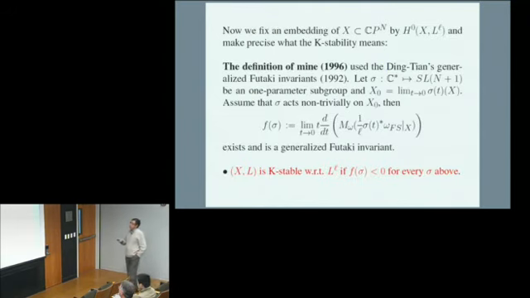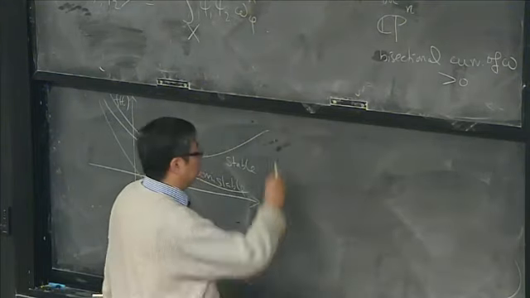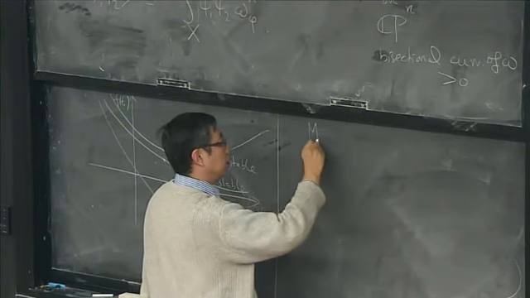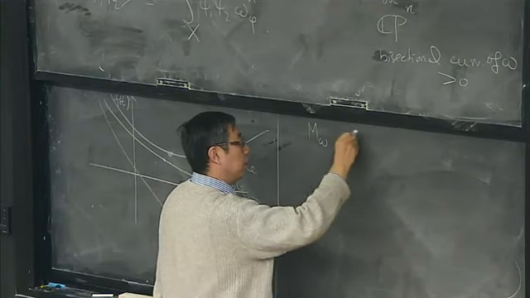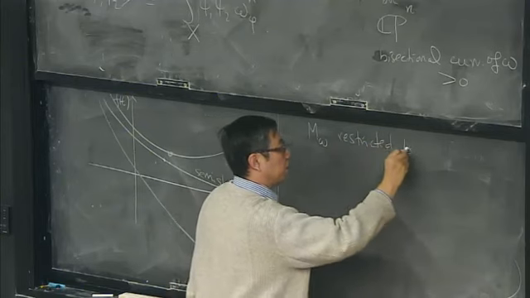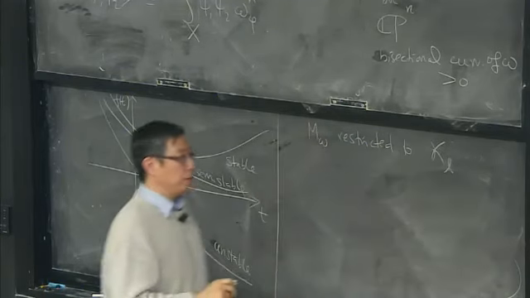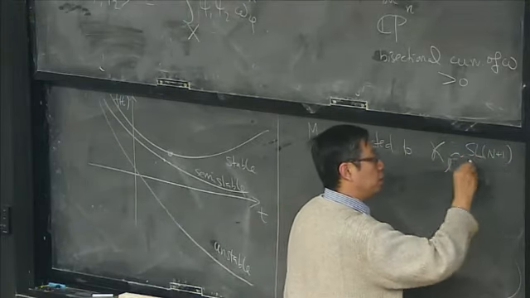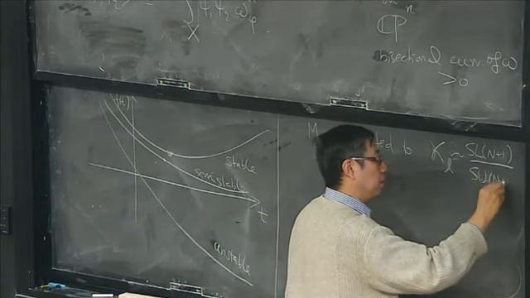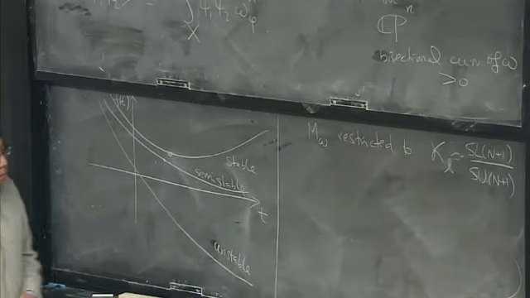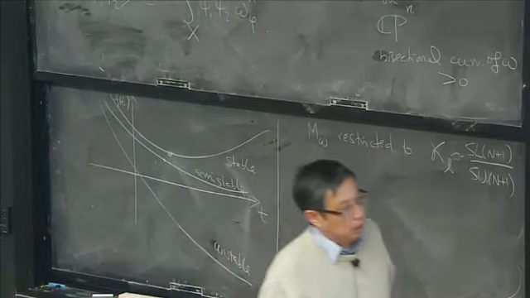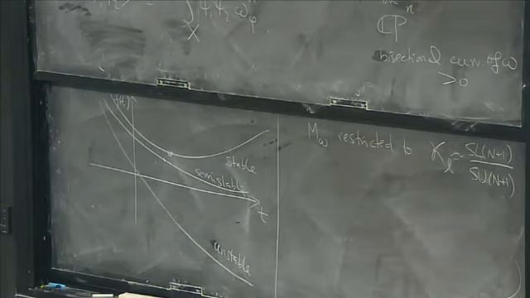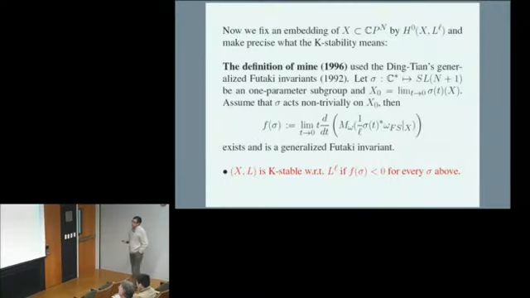So now we fix the embedding and try to interpret these properties. This time we are talking about the K energy omega restricted to this finite dimensional space. This is basically isometric to SL(n+1) quotient by SU(n+1). And this I want to say in more algebraic terms. So there's a first way.